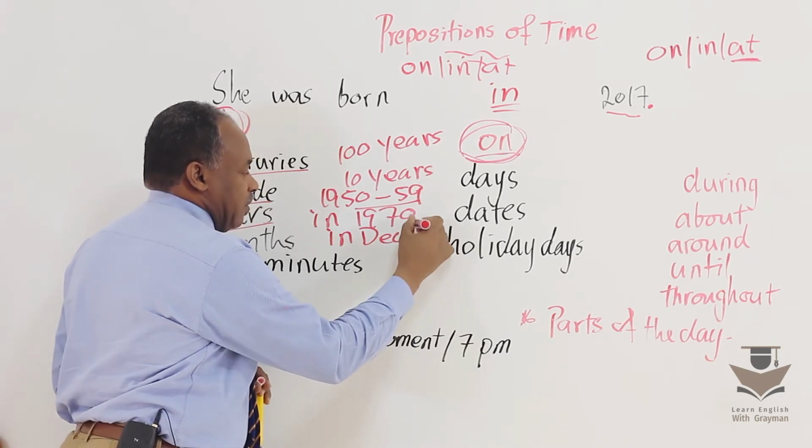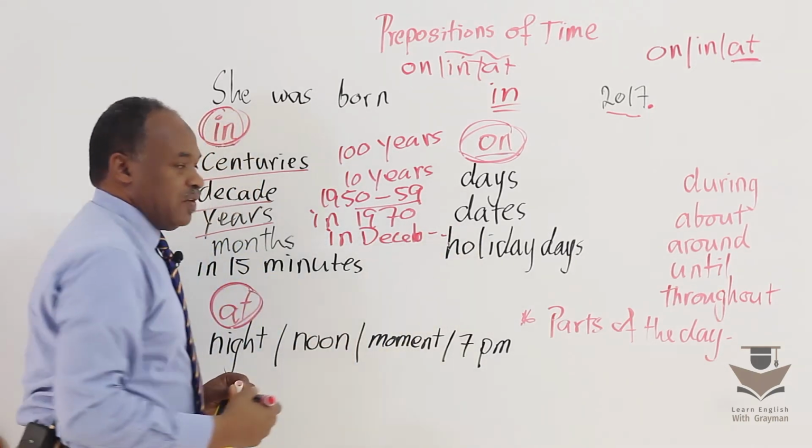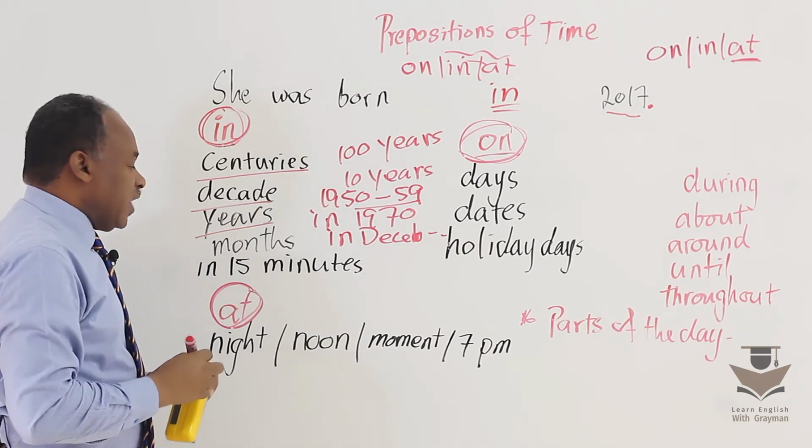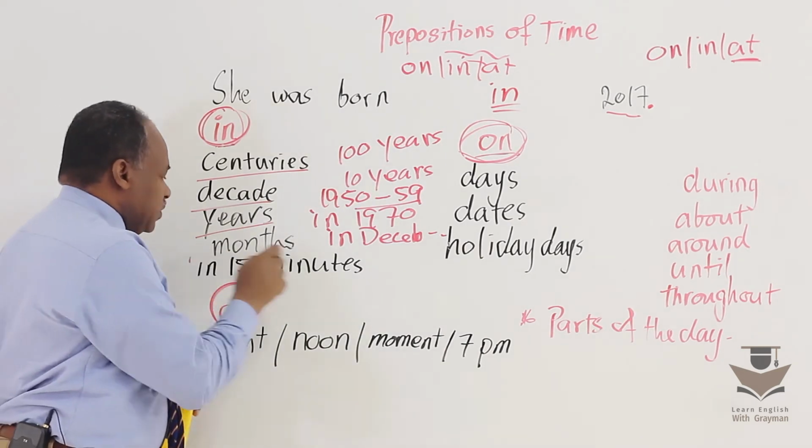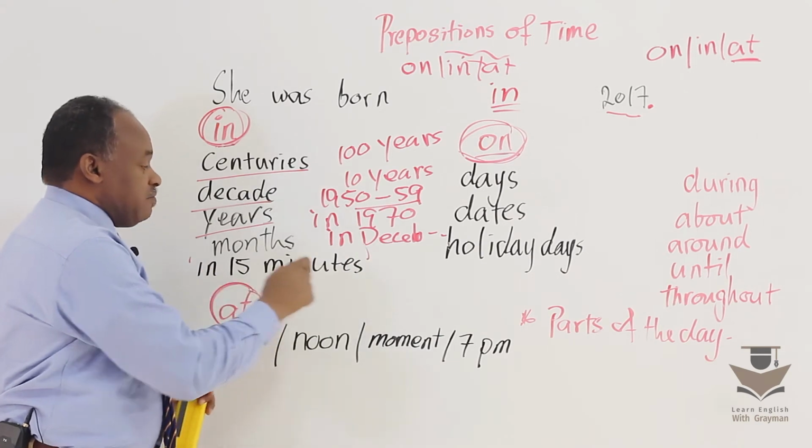I was born in December, and so on. I don't have enough space to write December. So I was born in December. And I brought this up to you here in 15 minutes.